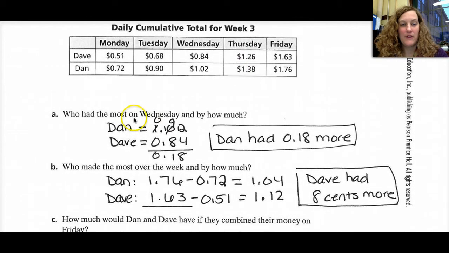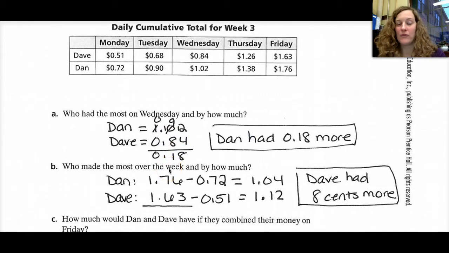Okay, so who had the most on Wednesday and by how much? Here we just look that Dan had $1.02 on Wednesday and Dave had 84 cents. So Dan has more on Wednesday, and then you have to figure out what the difference is. So it's $1.02 minus 84 cents will give you 18 cents. So Dan had 18 cents more.